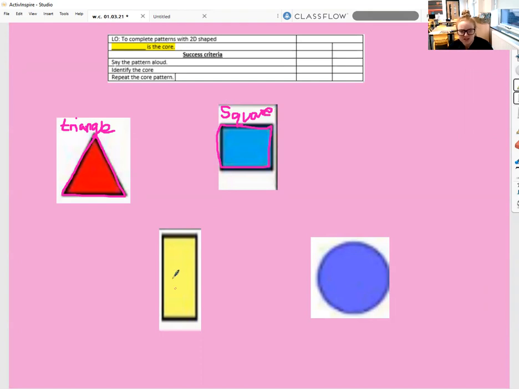Fantastic. What about this one? So this one has 1, 2, 3, 4 straight sides, but they are not all equal. It's got 4 straight sides, but they are not all equal. What shape is this? It is a rectangle. It has 4 straight sides that are not all equal. Brilliant. And last one, this one has 1 curved side. What shape is this? I know this is a circle.